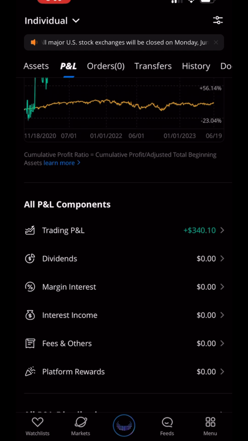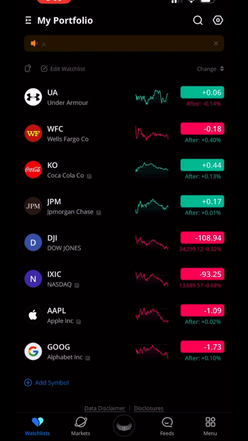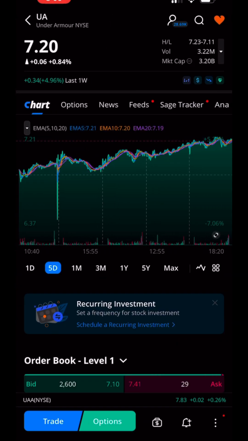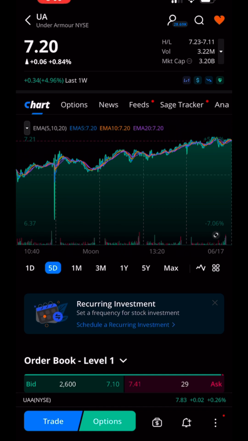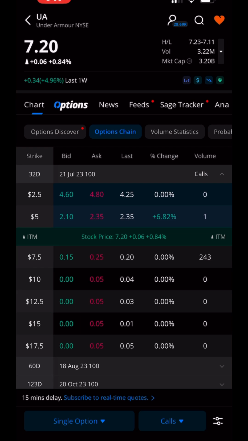Again, this is another platform, very straightforward. And I like the settings on Webull. Highly recommend you guys to trade. You can also trade the position or trade options on here.